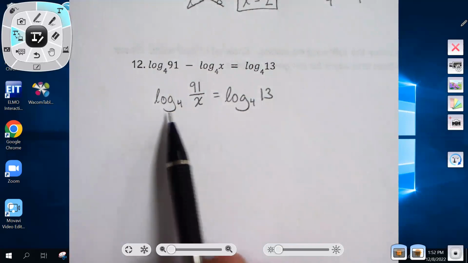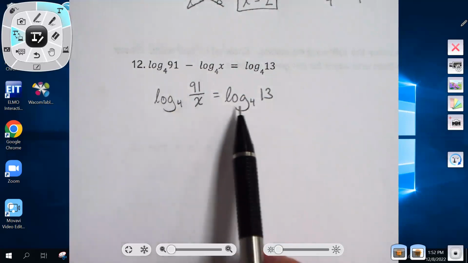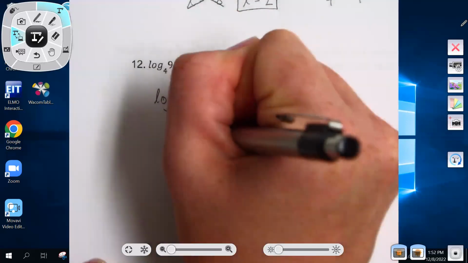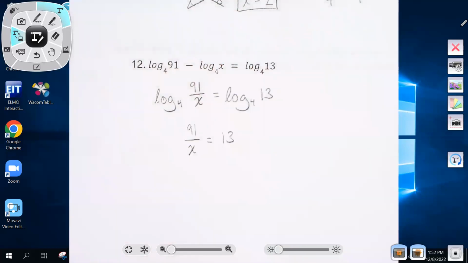Okay, now we've got one logarithm on both sides of the equal sign. Because they have the same base, just like in number 10, we can leave them off. And we can just set 91 over x equal to 13.